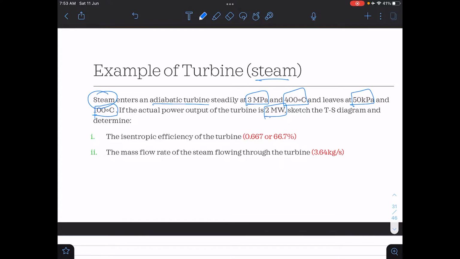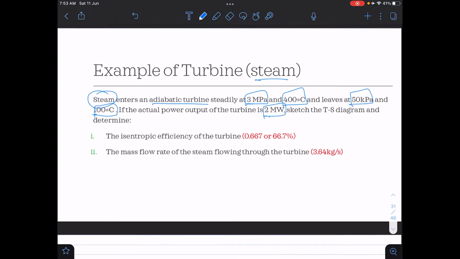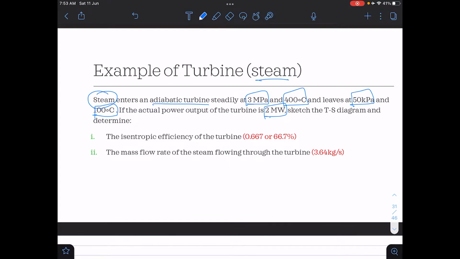Right. So there are two parts here. The first one is the isentropic efficiency of the turbine. The second one is the flow rate of the steam flowing through the turbine. In this case, the question mentions the power output, which means that you need to use your steady flow energy equation for this kind of adiabatic turbine.